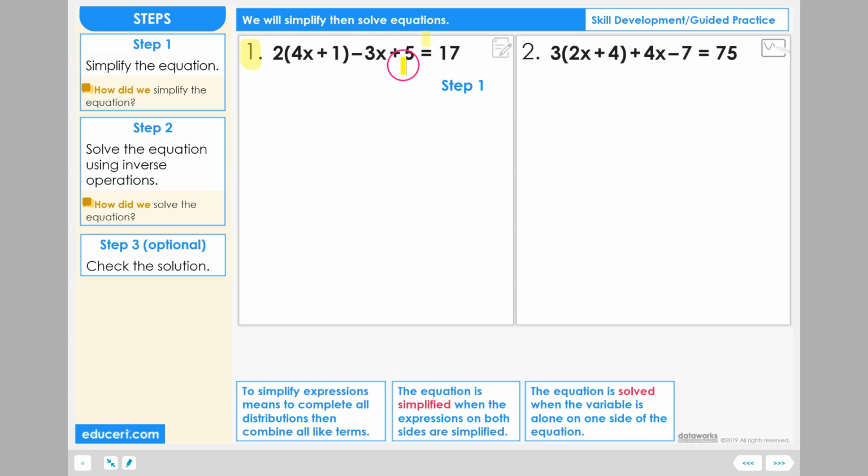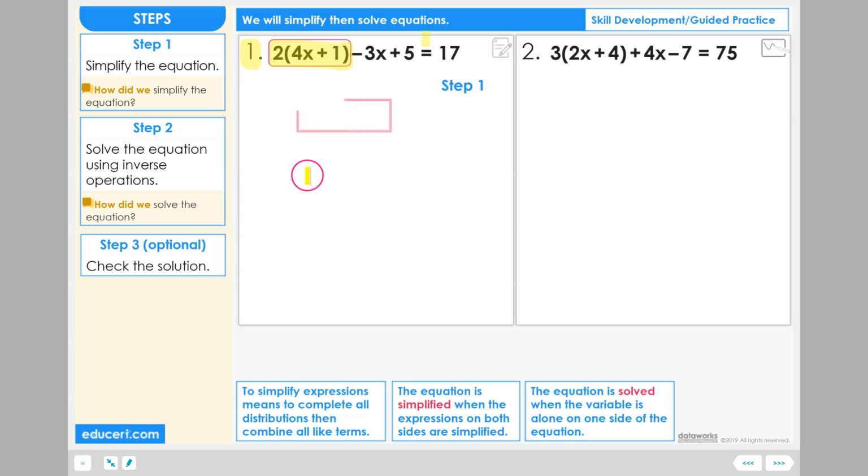here, the left-hand side, has a lot of simplifying that needs to take place, starting with the distribution here. But we also notice here on the right-hand side, it's just the value 17. There is no simplifying that needs to take place on this side. The right-hand side is already simplified. We just need to simplify the left-hand side. This distribution here is what we need to do first.